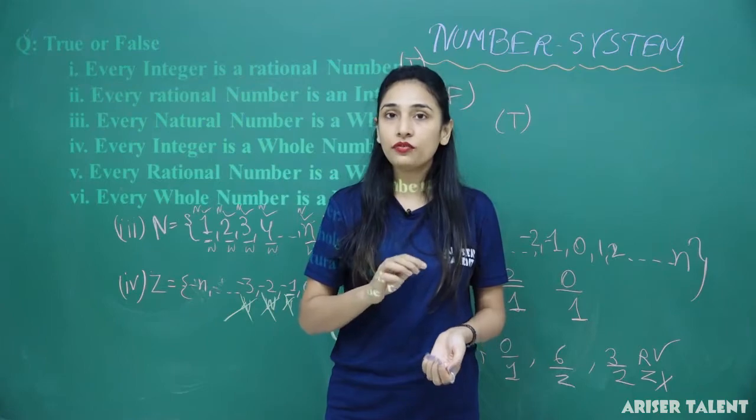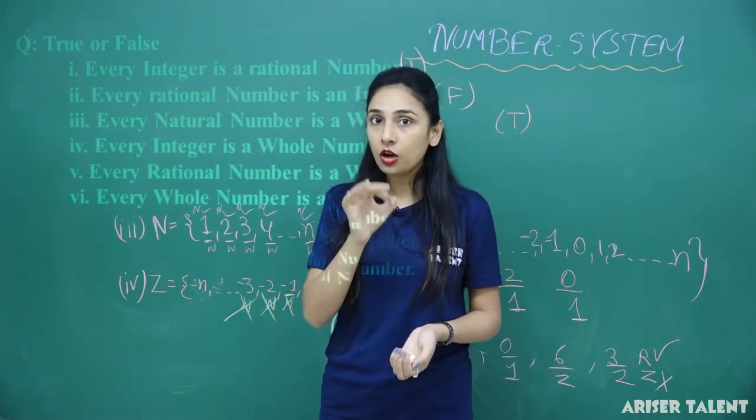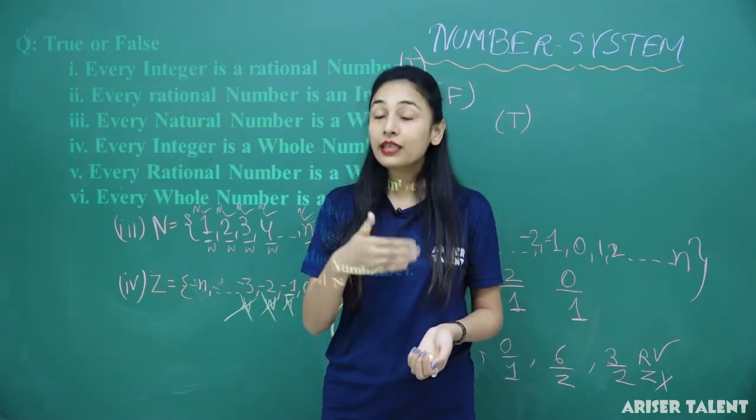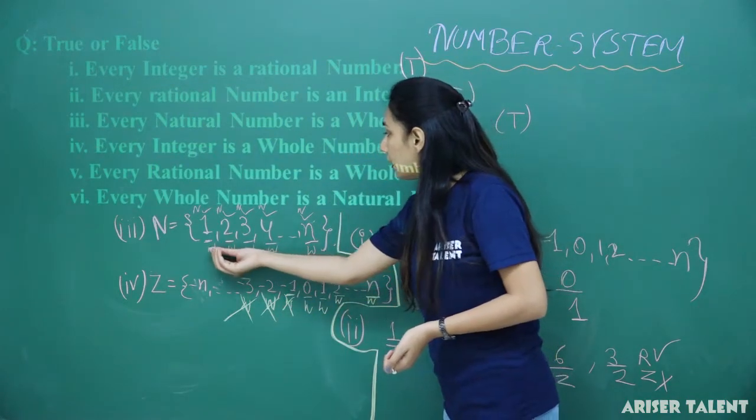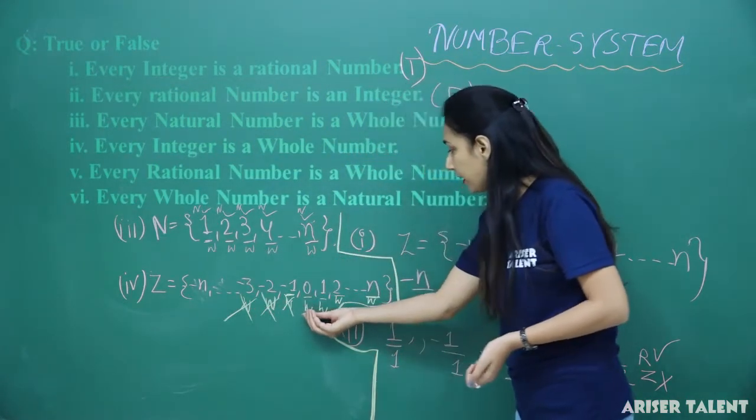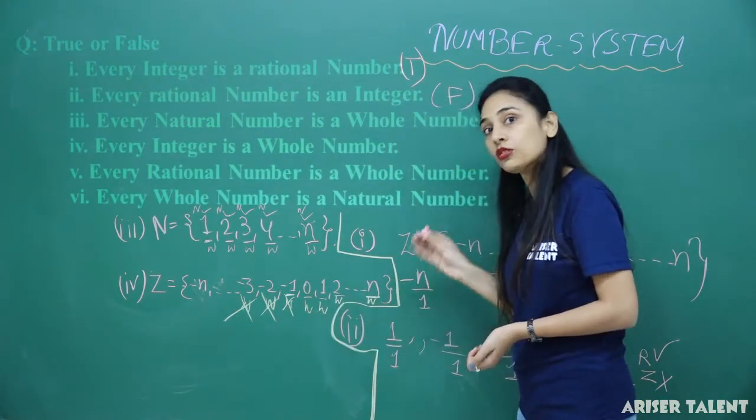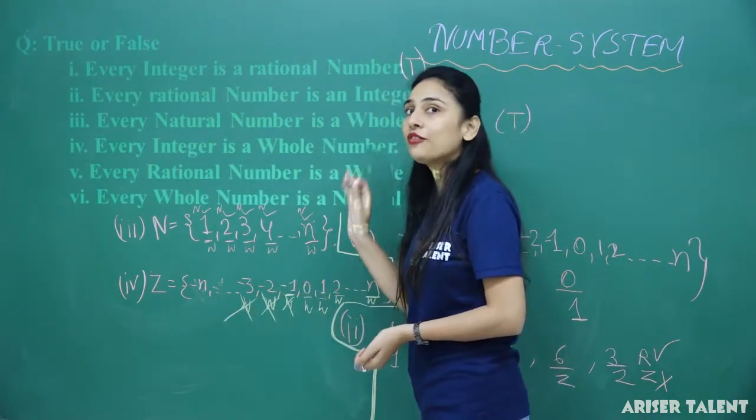But if I talk like this, every positive integer, now mark my words, every positive integer is a whole number. Yes, it is, because if I talk about positive ones, that will be this side only, from 1 till n. And now every positive integer for sure is a whole number, but not every integer.